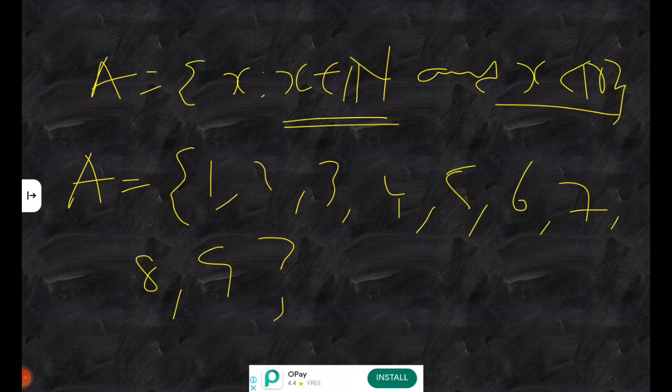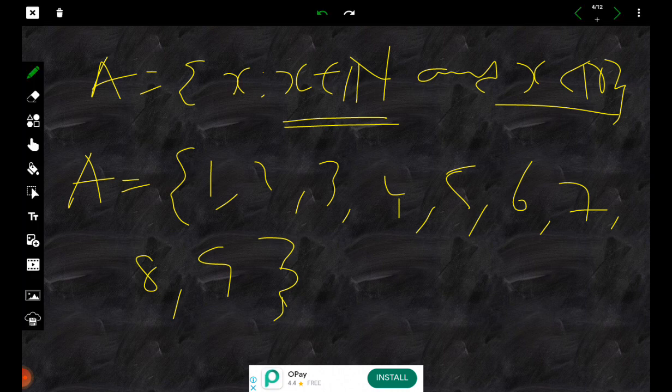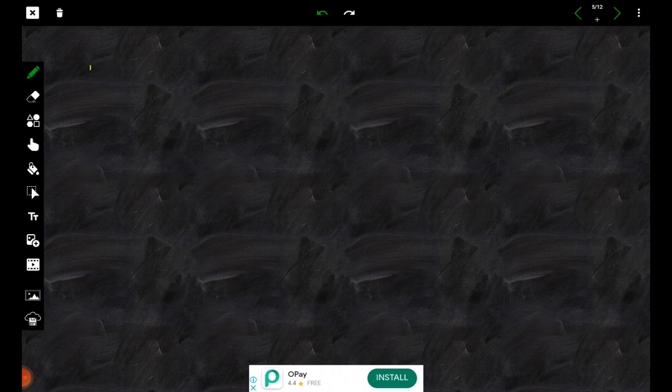We can stop at 9, we can stop at 6, we can stop at anything, since it is less than 9. So this becomes the numbers we're going to use for A. Now let's move ahead and check for set B.